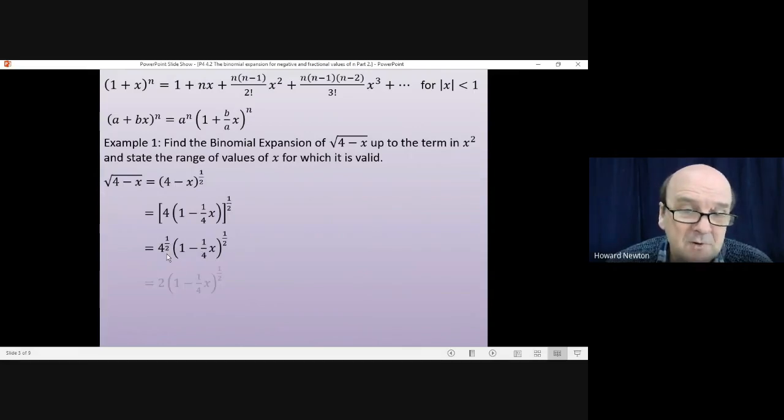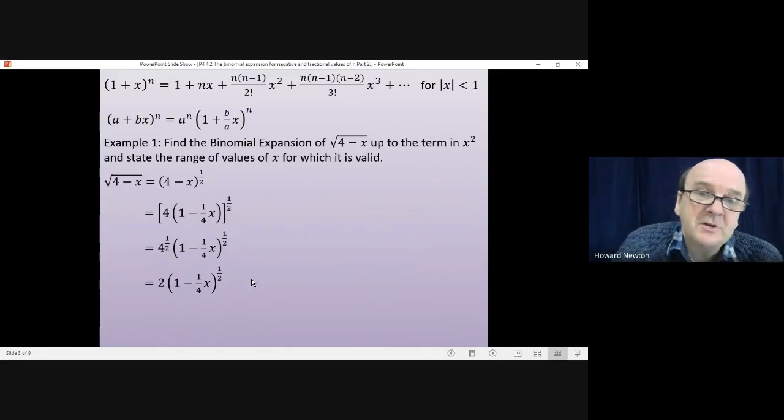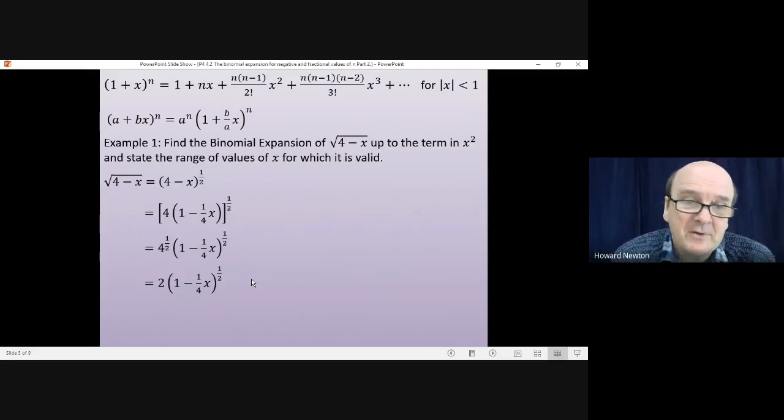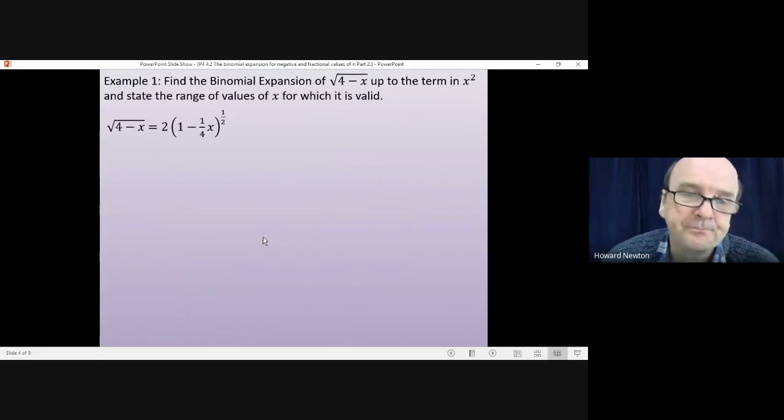We can find the square root of 4, that is 2. And then this bracket, we expand using the binomial expansion in exactly the same way as we did in the last lesson. n will be a half, and x will become minus a quarter x. Okay, I'll let you have a go at completing this question. So have a go, pause the video, and come back to me when you're ready. Okay, let's have a look.